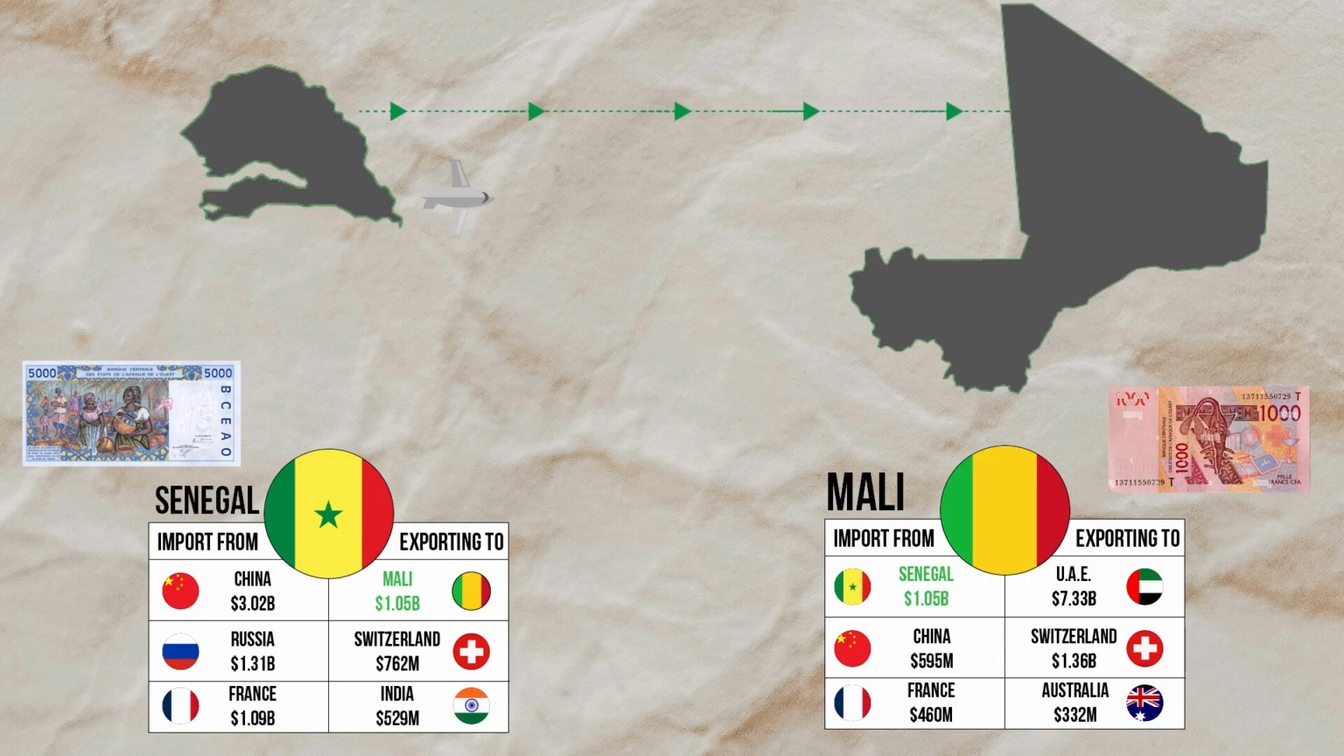Then in the West, we have Senegal and Mali. They share the same currency, the West African CFA franc. Senegal and Mali share a history dating back to the empires of Ghana, Mali, and Songhai. Both countries gained independence from France in 1960 and have since maintained close diplomatic relations.